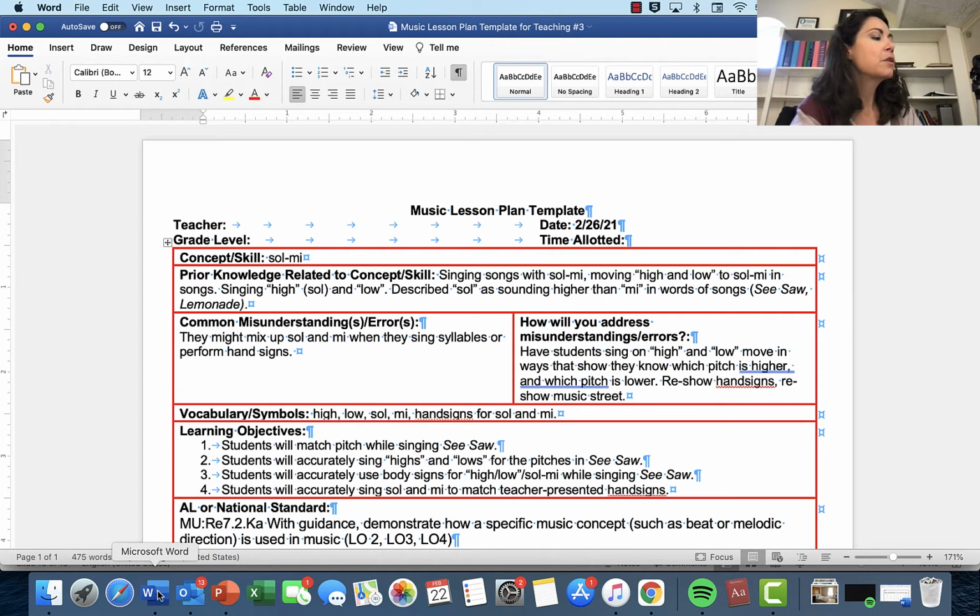So let's go through what you need to put in this lesson plan template. Y'all are going to put your name. You're teaching on the 26th, so I already filled that in for you. What are you teaching? Second or third? How much time? Anywhere between 5 and 10 minutes is about how long you should plan to teach for. It really depends on what you're doing.